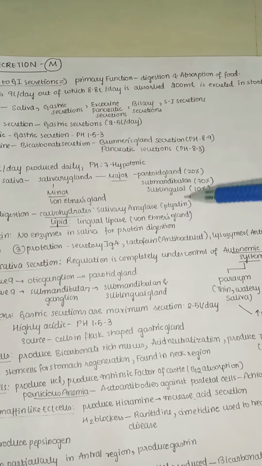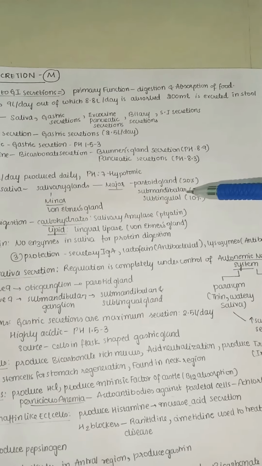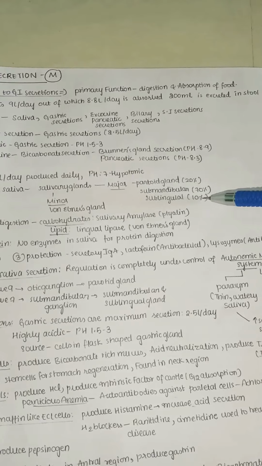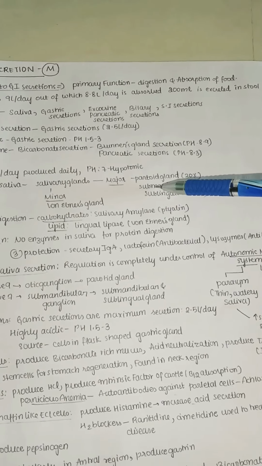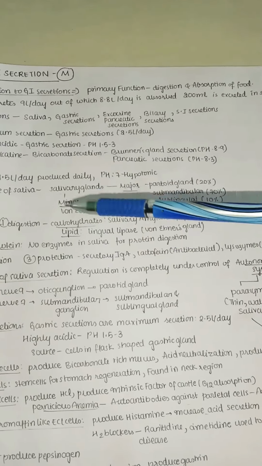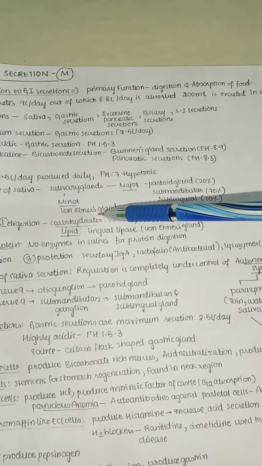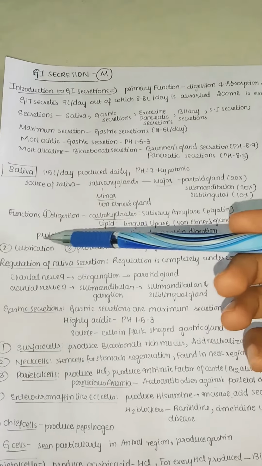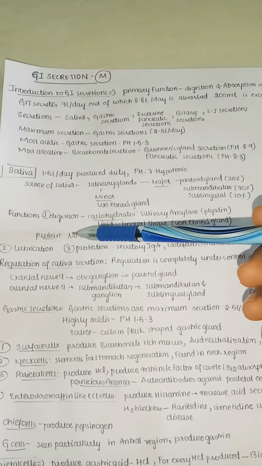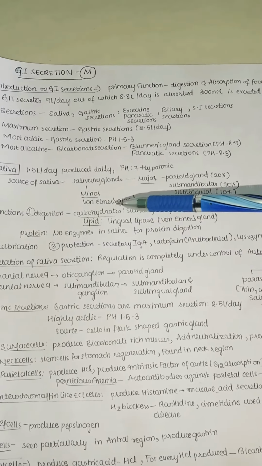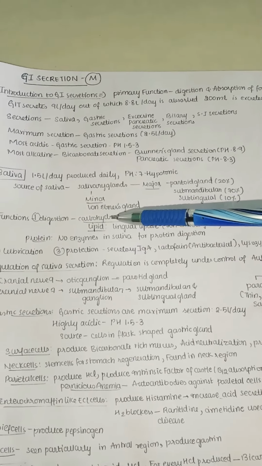Among them, the major one is the submandibular gland, meaning most of the saliva in your mouth is coming from the submandibular gland, 70%, and next comes the parotid gland, and the least is the sublingual gland. And you have some other minor glands like von Ebner's gland. Now let us see the functions, what the saliva does. Saliva is useful for digestion, mainly of carbohydrates and lipids, but not proteins.